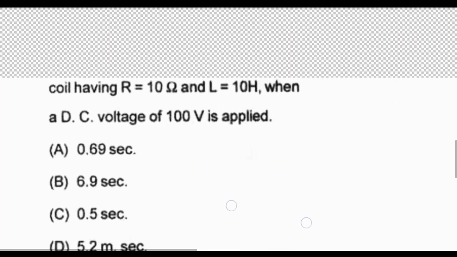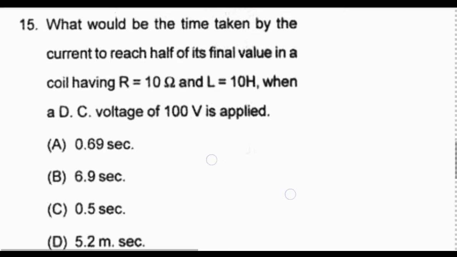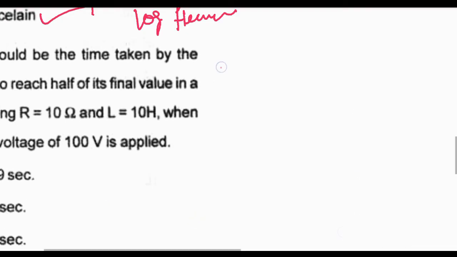Next question is, what would be the time taken by current to reach half of its final value in a coil having R equal to 10 ohm, L equal to 10 Henry, when a DC voltage of 100 volt is applied? So here I will use the general formula. What is the general formula?